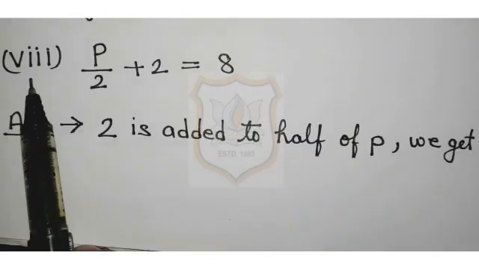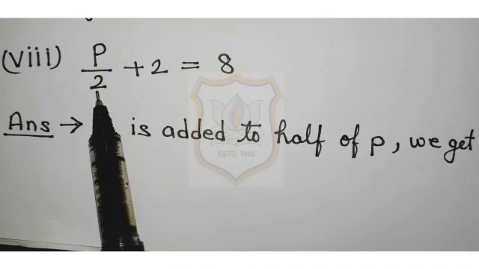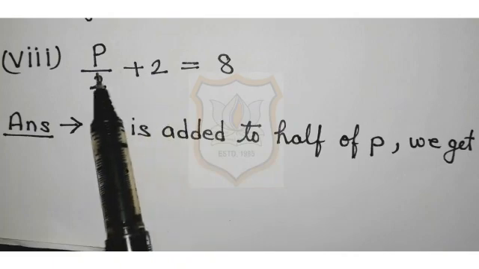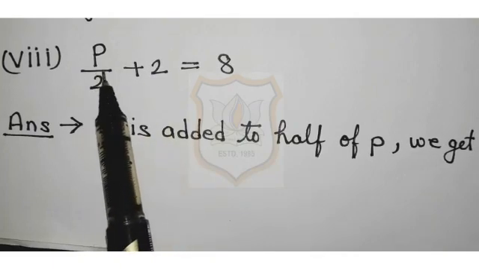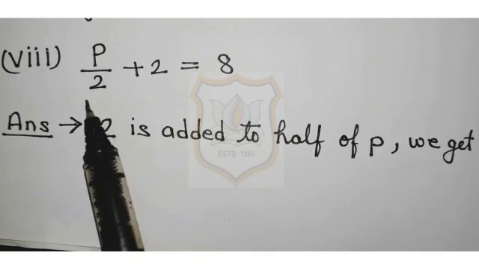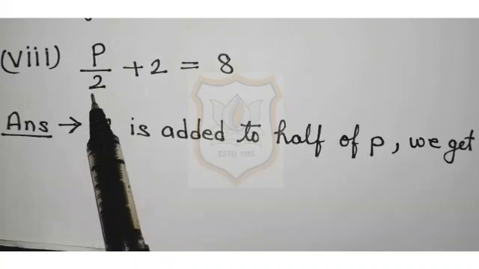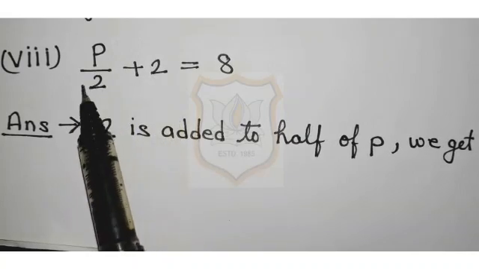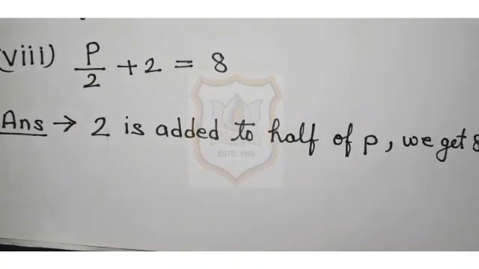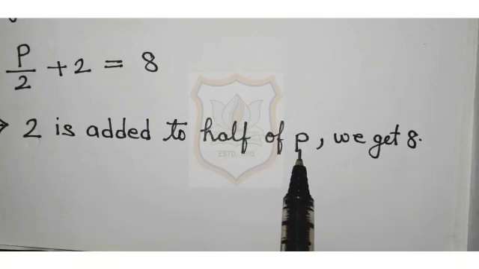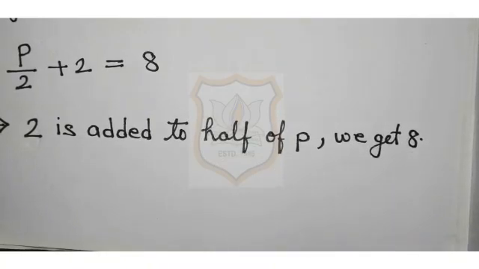Now let's solve the eighth part, and that is the last part of question number 5: p upon 2 plus 2 is equal to 8. It means 2 is added to half of p. If I divide any number by 2, it becomes half. So if I divide p by 2, it becomes half of p. So 2 is added to half of p and we get 8. In this way you have to write all the answers of question number 5.